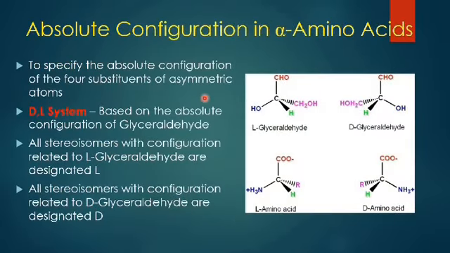To specify the absolute configuration of the 4 substituents of asymmetric atoms, the DL configuration was developed by Emil Fischer. The DL system is based on the absolute configuration of glyceraldehyde, which is a 3-carbon sugar. All stereoisomers with configuration related to L-glyceraldehyde are designated L, whereas all stereoisomers with configuration related to D-glyceraldehyde are designated D. The amino acid residues in protein molecules are exclusively L stereoisomers.